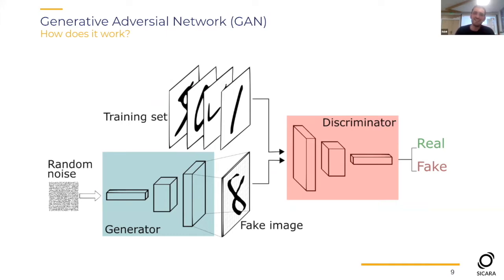But since the objectives of the two networks are opposite, the loss used to train the generator is the negative of the discriminator's loss. And the generator and the discriminator are trained together, trying to beat each other.